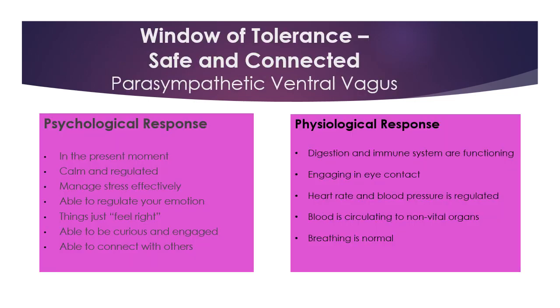Now let's look at the window of tolerance. What does it look like to be within our window of tolerance, being safe and connected, being in the parasympathetic ventral vagal state? Our psychological responses are: we are in the present moment, calm and regulated, we can manage stress effectively, regulate our emotions, things just feel right. We're able to be curious and engaged and connect with others.